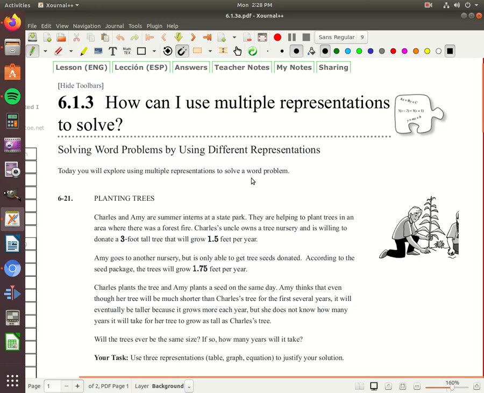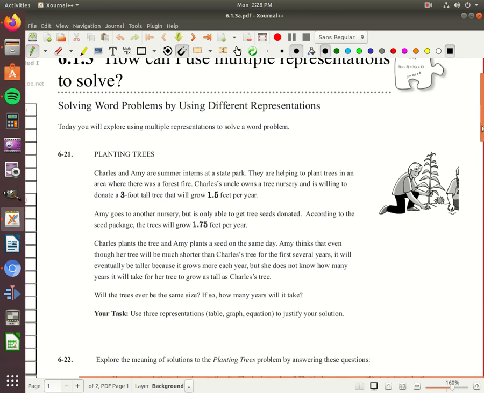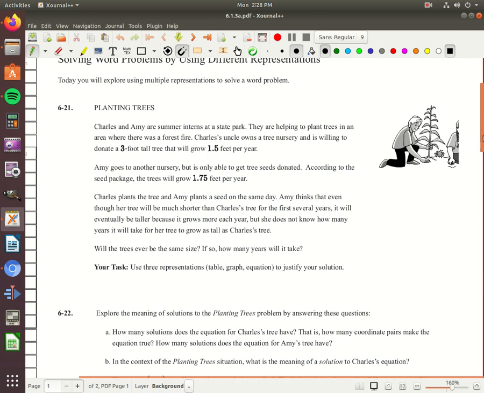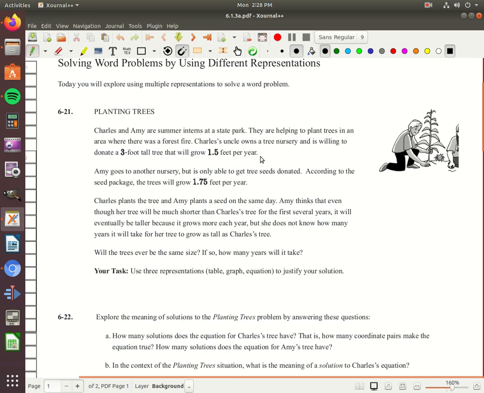Into some word problems using different representations. So, planting trees. Charles and Amy are summer interns at a state park. They are helping to plant trees in an area where there was a forest fire.